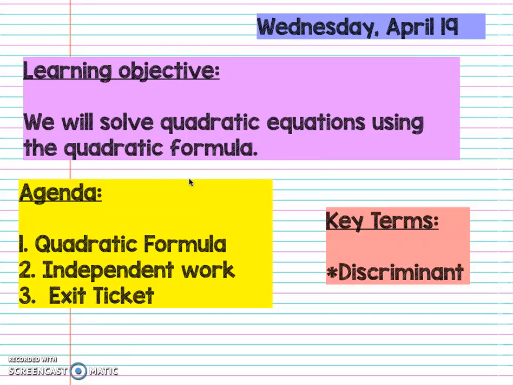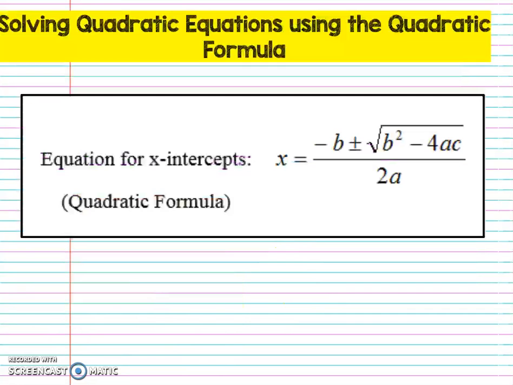The key term is discriminant, which is a part of the quadratic formula, and we're going to do another lesson on that later. So this is the formula, and you might recognize it. We haven't talked about it before, but it has been one of the formulas on the formula sheet on the RQA. So you notice here I have x equals negative b plus or minus the square root of b squared minus 4ac, all divided by 2a.